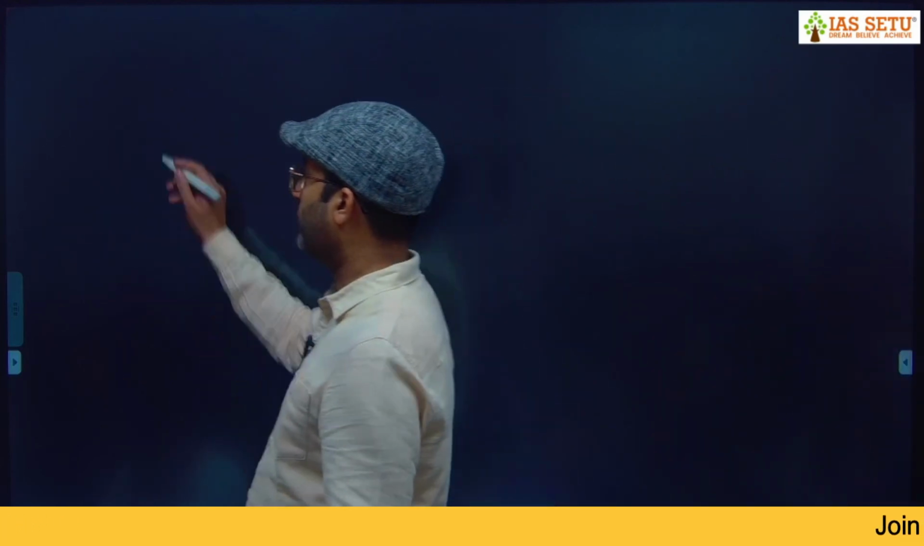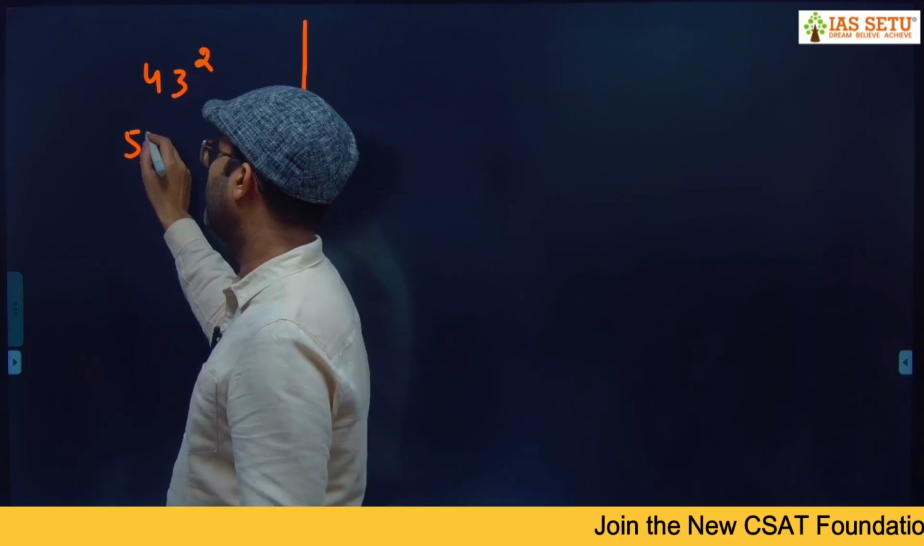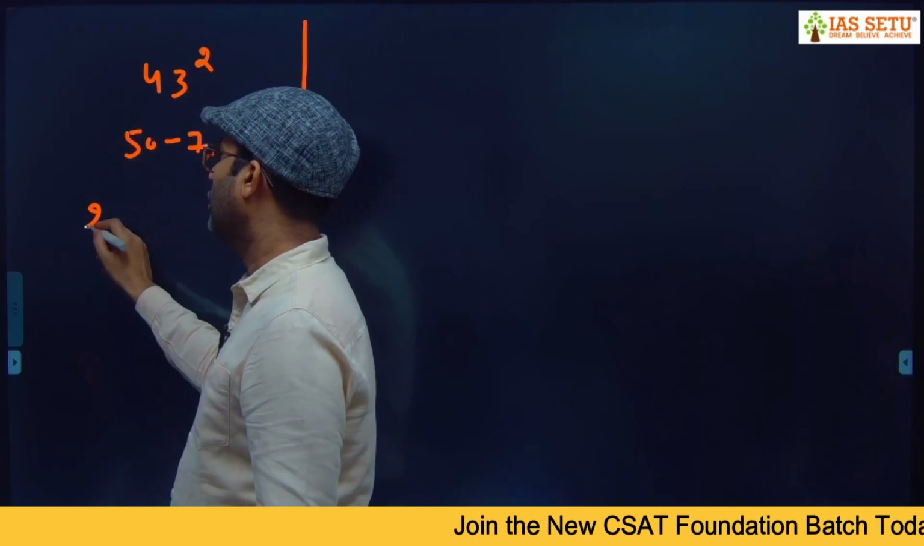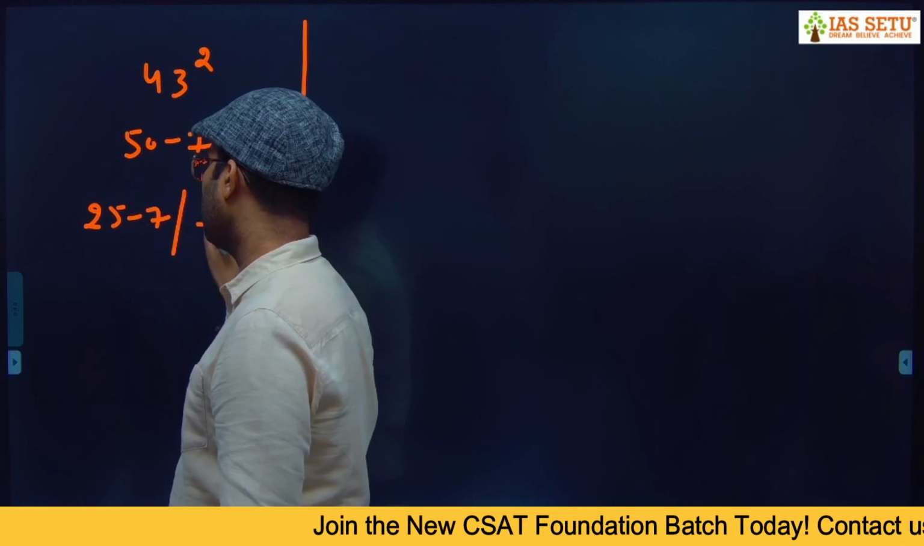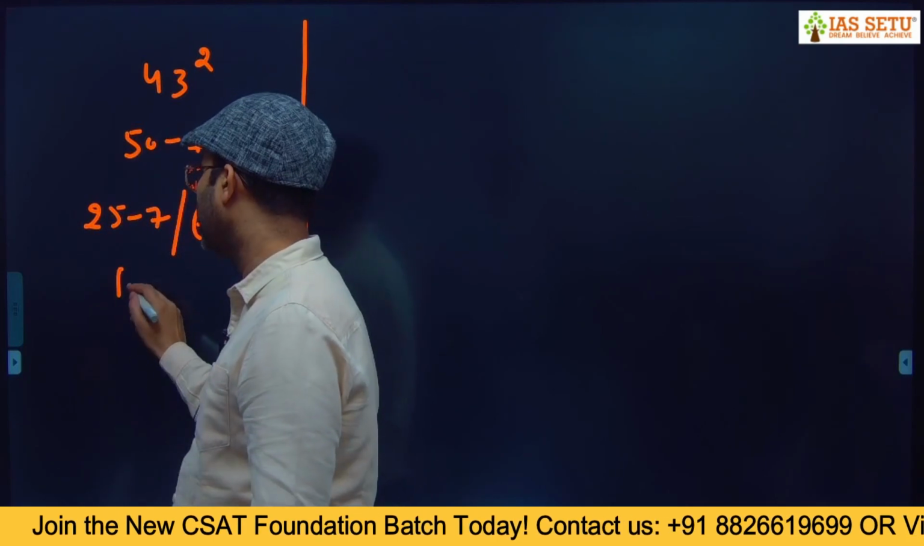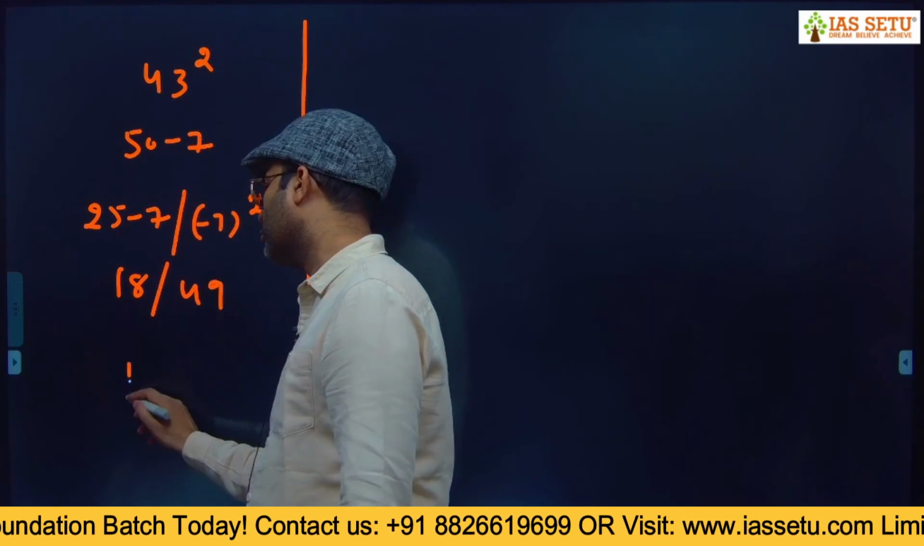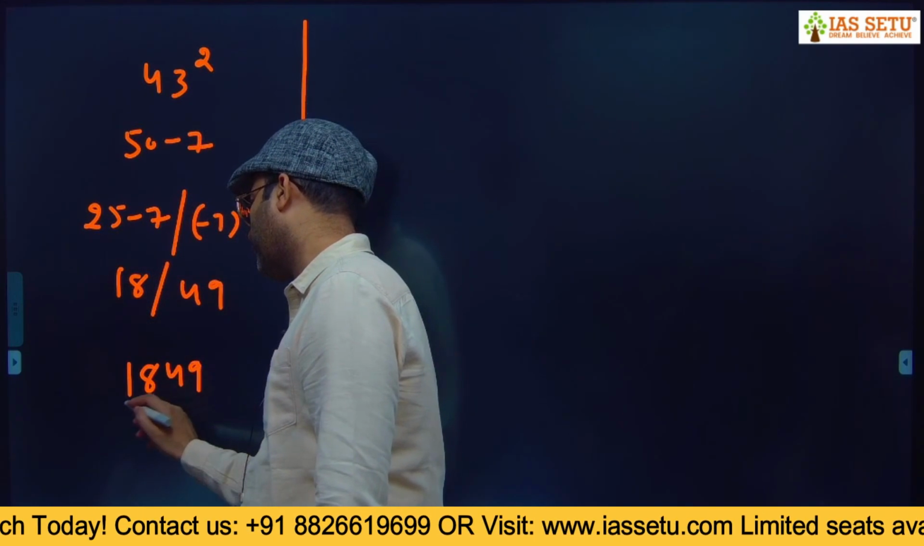Like I take one more. 43 square. 50 minus 7. So 25 minus 7, minus 7 square. What is 25 minus 7? 18. What is 7 square? 49. Nothing to carry forward. 1849.